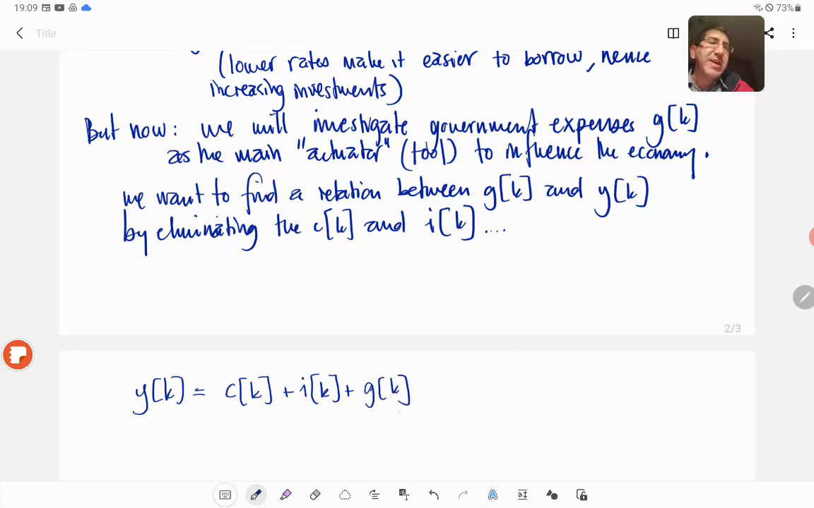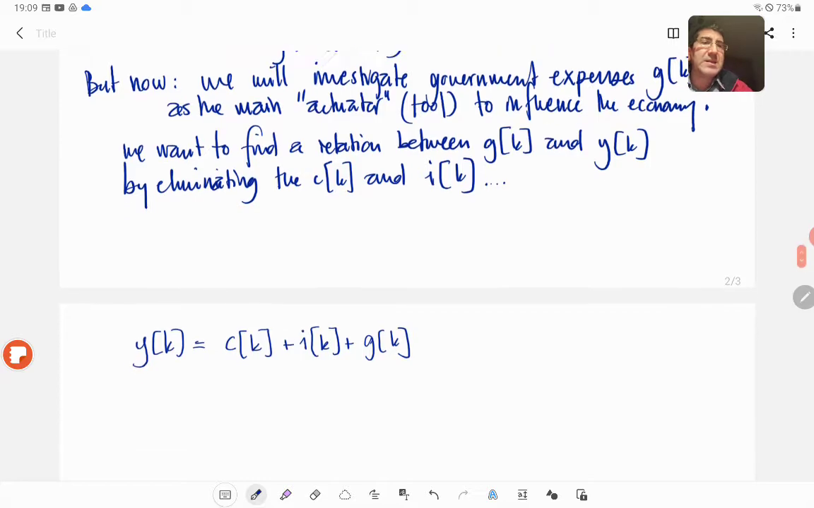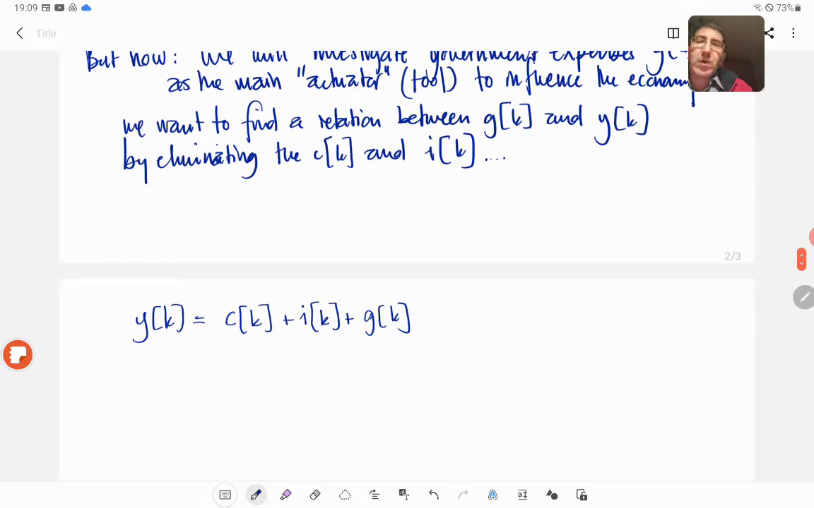Now I want to leave gk and yk here, but I want to eliminate ck and ik. So I'm going to continue by replacing those with their associated expressions. Okay, ck was expressed already in terms of y as a times y k minus 1, and the investment ik was, if you remember, equal to b times ck minus ck minus 1. So we have ck again here that I'm gonna still try to eliminate, plus gk.